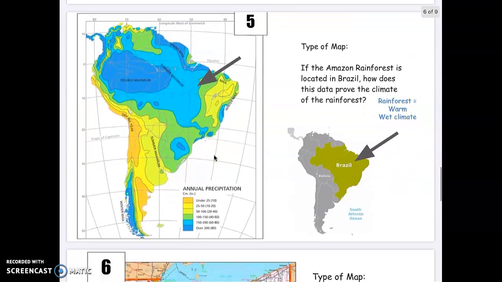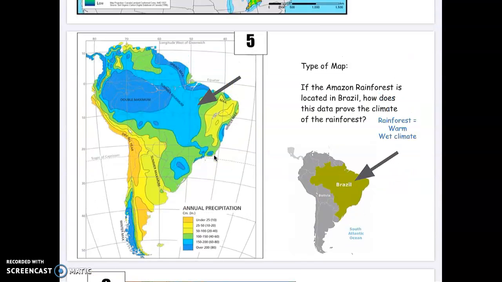Let's go to map 5. Looking at map 5, what type of map is map 5? As you can tell, map 5 is a climate map. It says annual precipitation, so that has to do with climate. The question is, if the Amazon rainforest is located in Brazil, how does this data prove the climate of the rainforest? Remember, a rainforest has a warm and wet climate.